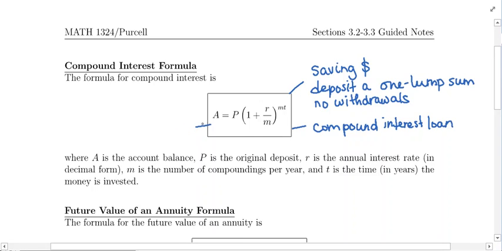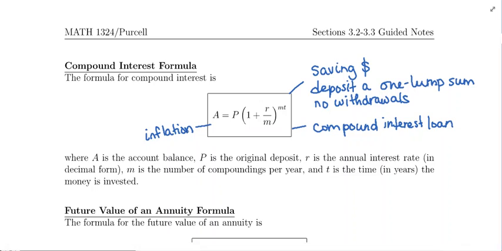The last situation you might use this formula for is an inflation problem. Something like we saw in the housing example, where you bought a house maybe 10 years ago, but then housing prices have been increasing at a certain rate, and you want to know how much the house is worth now. So that would be an example. Those are the situations in which you want to use the compound interest formula.